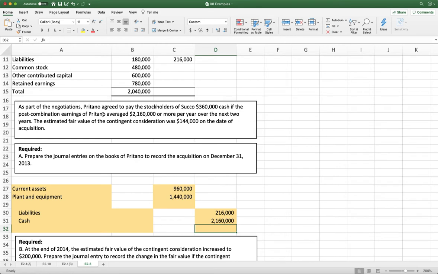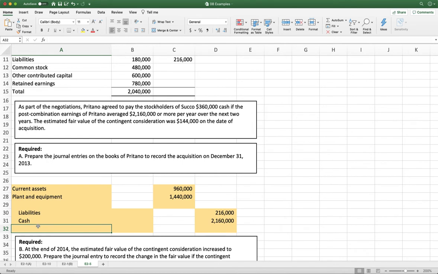In this case, we gave the management of Succo the chance to earn a little bit more if the company performs well. What that is, it said we would pay $360,000 in cash if this earnings target is met. So when it's cash, remember, it's always going to be recorded as a liability, and that liability is going to be called contingent consideration.